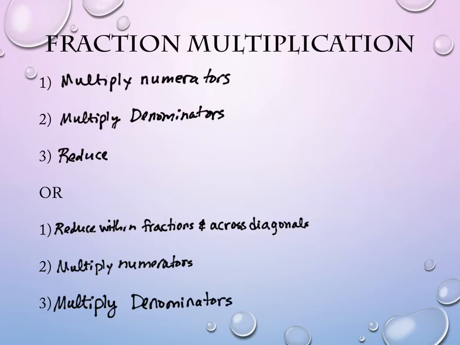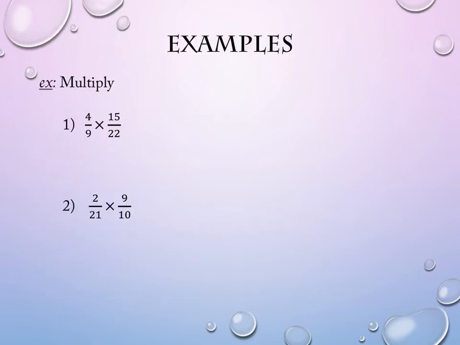Truth be told, the second one's the way I tend to do it. I want to keep the numbers as small as possible as I work my way through. I don't really want to reduce bigger values, so that's the way I tend to go. But we'll show it in a couple of ways, and then you can decide which one you like, and you can do it your way from there. So the example we're going to look at is 4/9 times 15/22.